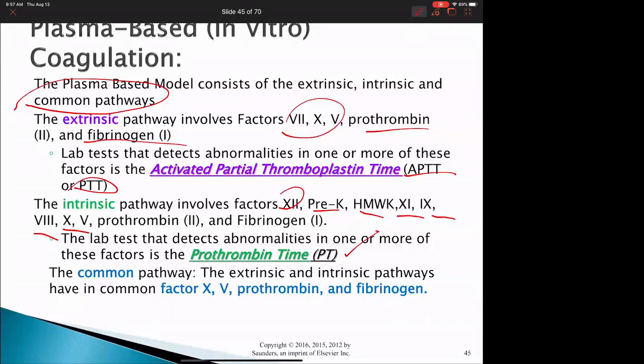So the common pathway is where the extrinsic and intrinsic pathways meet, okay? What they have in common are factor 10, factor 5, prothrombin, and fibrinogen, okay? So these are the common pathway.